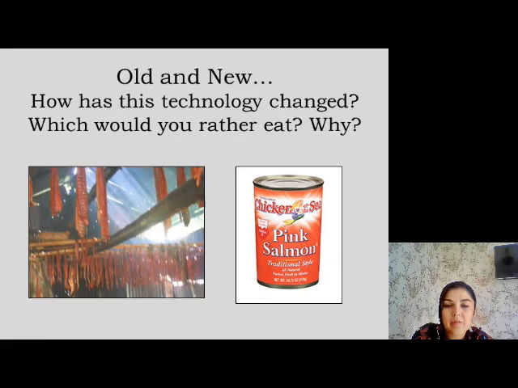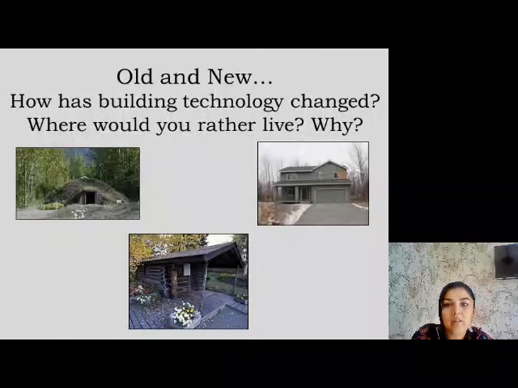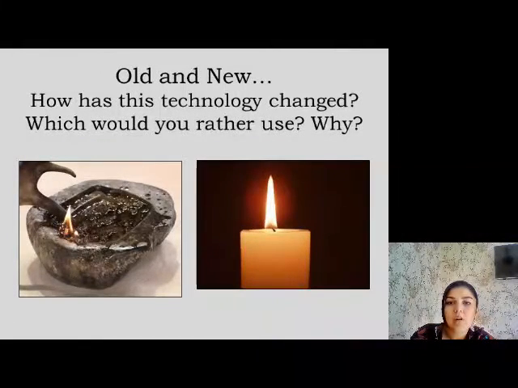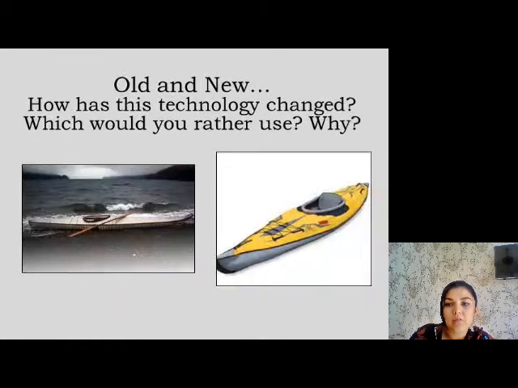For example, old and new. How has this technology changed? You see? Which would you rather eat and why? And here's also, how has this technology changed? Which would you rather use and why? How has building technology changed? Where would you rather live and why? How has this technology changed? Which would you rather use? How has this technology changed? Which would you rather use and why? How has this technology changed?